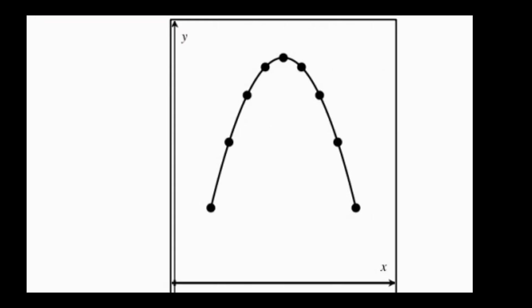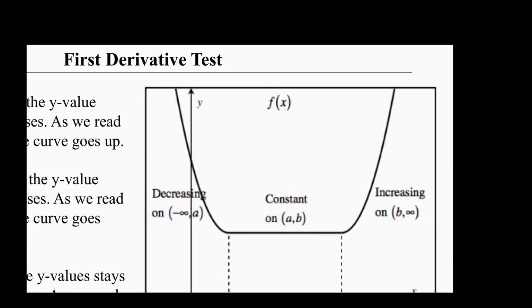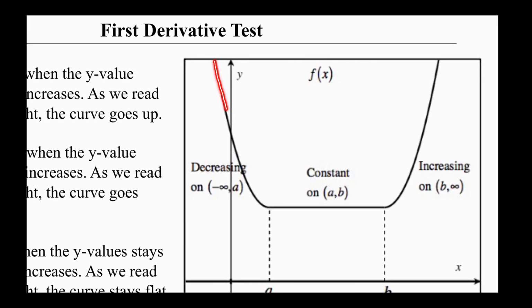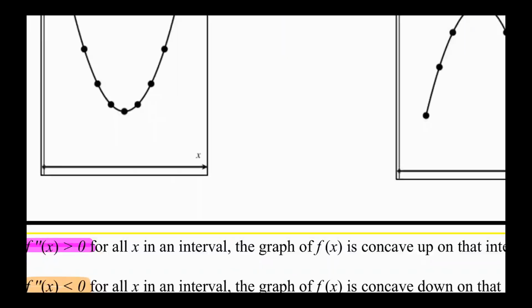Just like for the first derivative test, if it was decreasing and then went to increasing, where it changed, we called the critical value, right? Or critical number or critical points. Critical numbers, critical values, critical points. It's the same thing, but just with concavity.